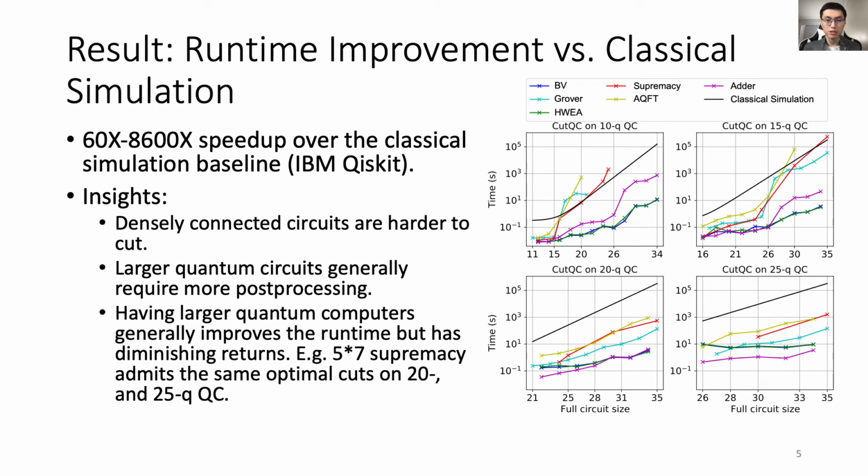Our experiments show that densely connected circuits are harder to cut, larger quantum circuits generally require more classical post-processing, and having larger quantum computers generally improves the runtime but has diminishing returns. For example, the 5x7 supremacy circuit admits the same optimal cuts on either a 20 or a 25 qubit device.